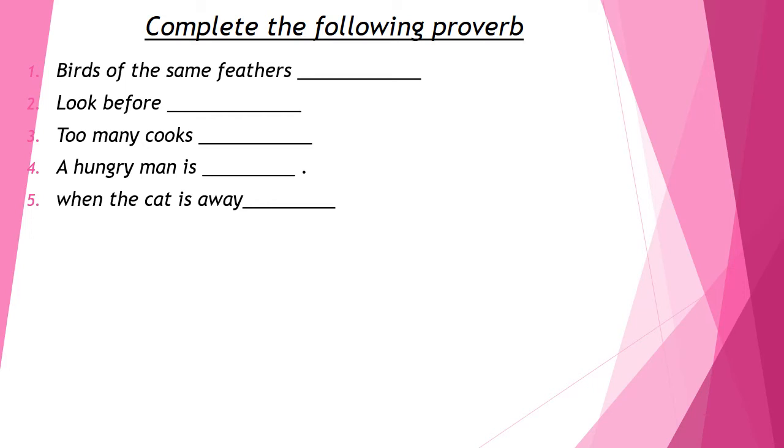For example, when your parents are not there, you may find yourself doing things which are not good. You are involving yourself in some kind of practices which are wrong. In that way, we can say, you are doing this because your father or your teacher is not there. So it is true that when the cat is away, the mice will play.